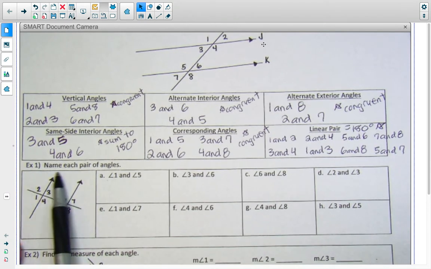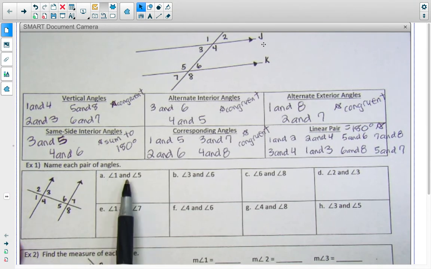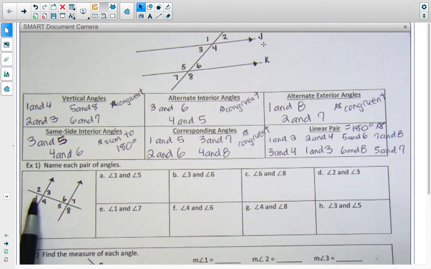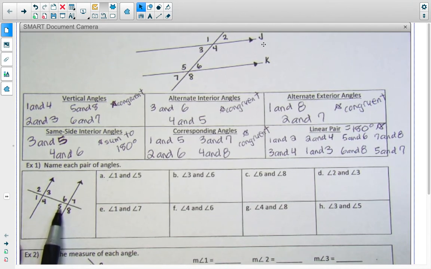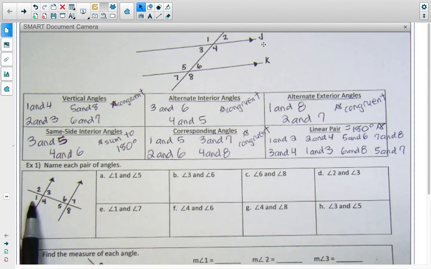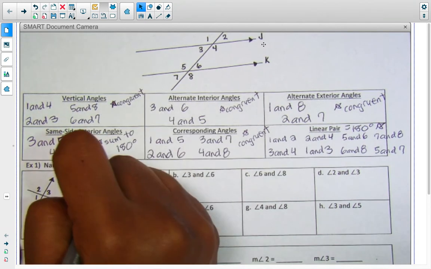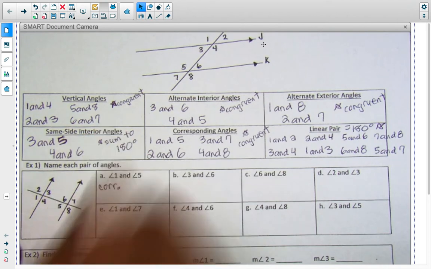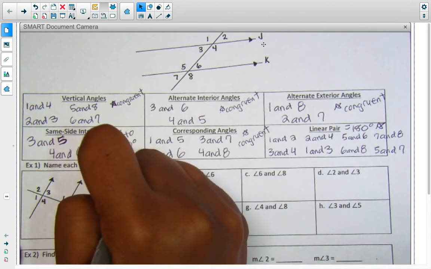So it says name each pair of angles. So 1 and 5. So here's 1 and here's 5. You either can look at the diagram below or look at the numbers that I have down here. Angle 1 and angle 5 are corresponding angles. They're in the same position. So these are corresponding, I'm going to abbreviate, so corresponding angles.